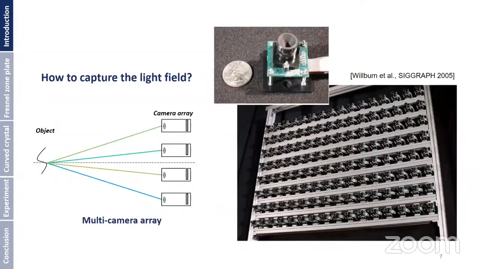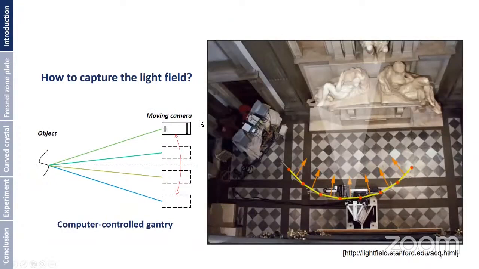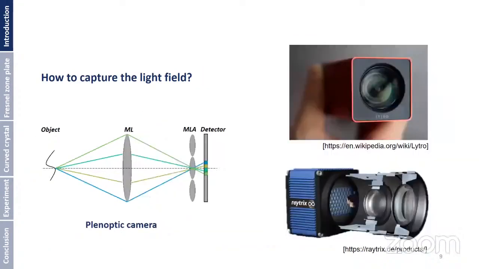So how can we capture the light field? The first option can be a multi-camera array. The direction of each ray can be distinguished by the different positions of cameras. And similar to this option, the light field can also be captured by one single camera, but moved to different positions. And the third option is the plenoptic camera.